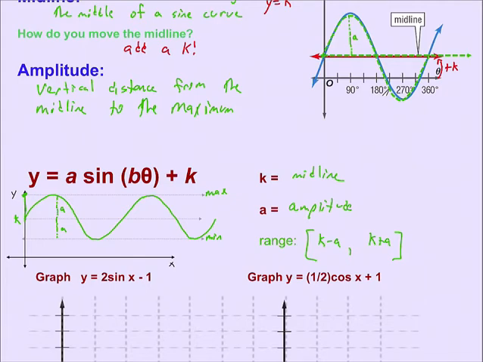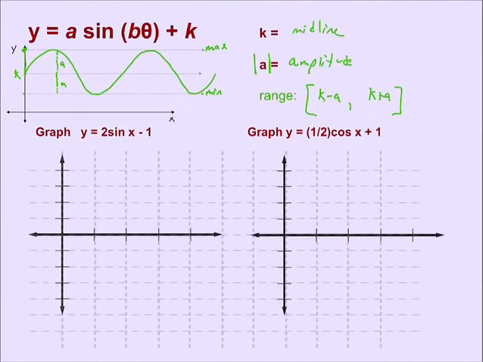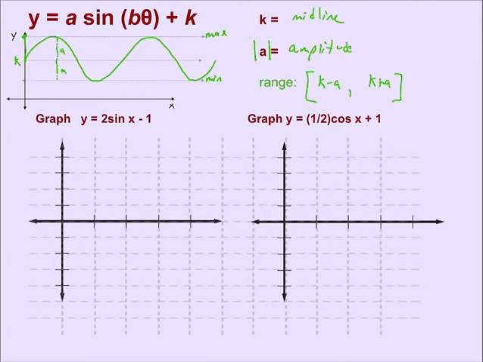A technical note, if we want to be really correct here: the a in front of the sine curve can be negative, and we'll see examples of this later. Amplitude is always a positive value, so technically speaking, the amplitude is really the absolute value of a. So what we're going to see in these two examples is how we use this amplitude and midline to graph a sine curve.